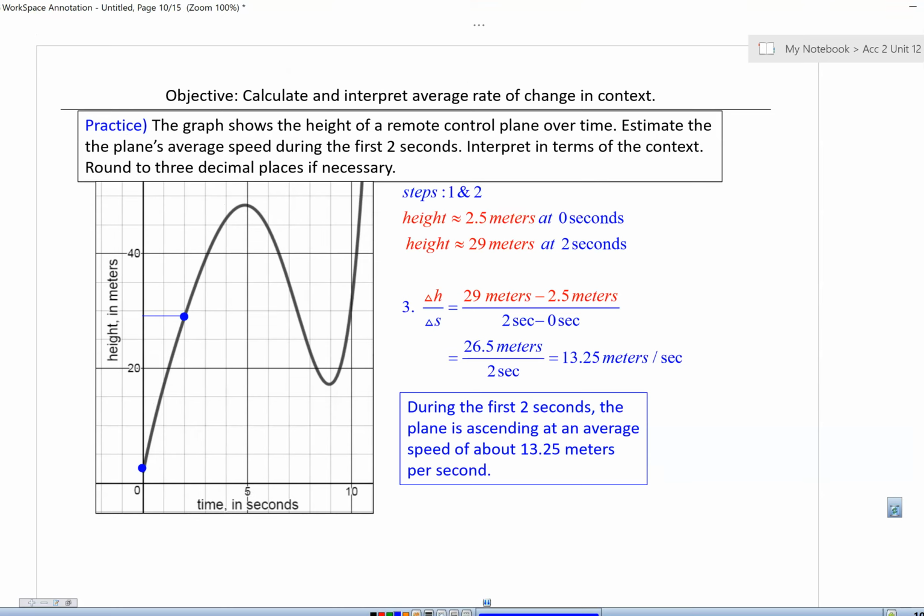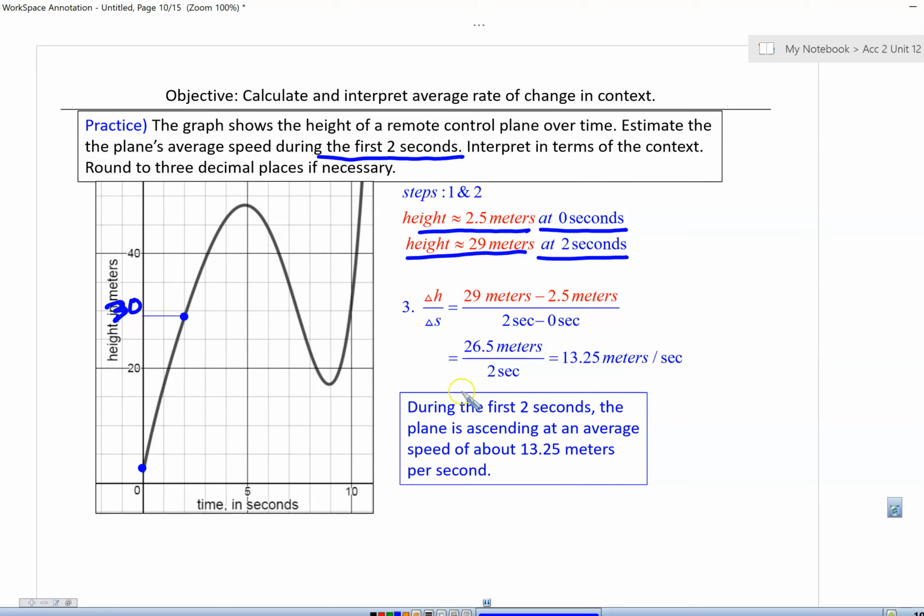So here you hopefully concluded that in this case, the first 2 seconds means that we start at 0 seconds and stop at 2 seconds. So we're looking at this point here, which would be a height of about 2.5 meters. And then at 2 seconds, this would be about 30 right here. So if you said 28.5, 29, those would be good.